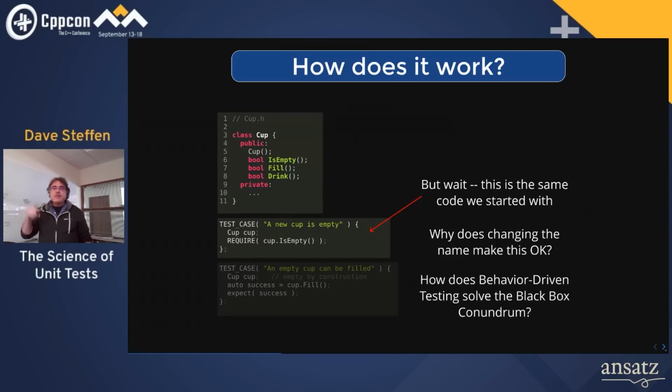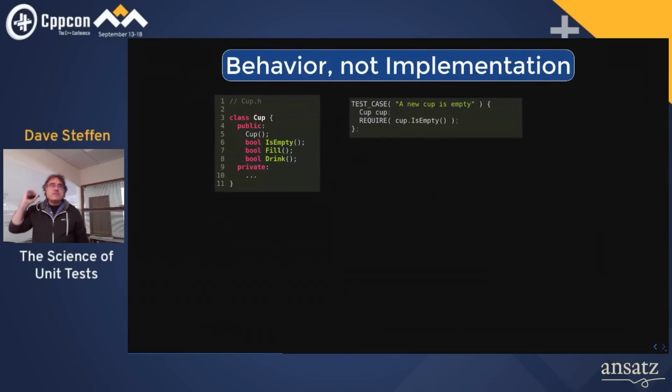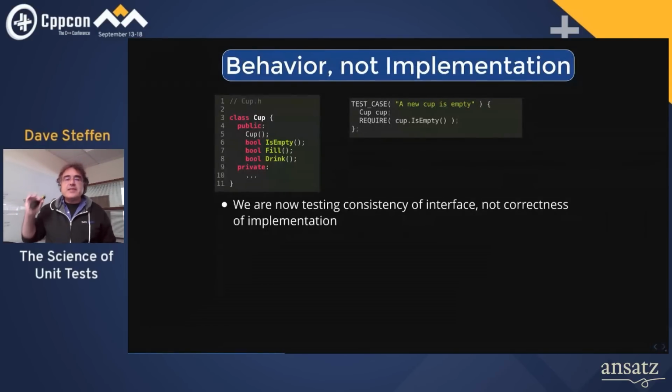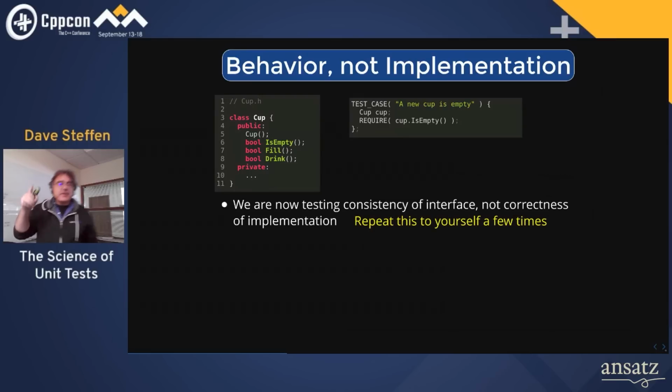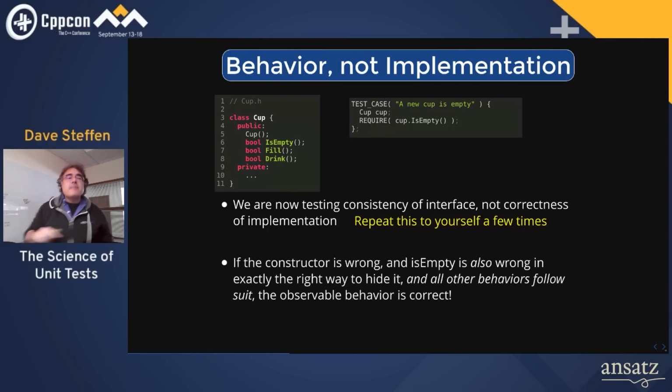Why does behavior-driven testing solve this black box conundrum, all right? Don't we still have that circular trust problem? The answer is that we are testing the behavior, not the implementation, okay? We're testing the consistency of the interface, not the correctness of the implementation. And I had to repeat this to myself for a day or two before it really sank in, okay? We're testing only the behavior that is visible from outside.